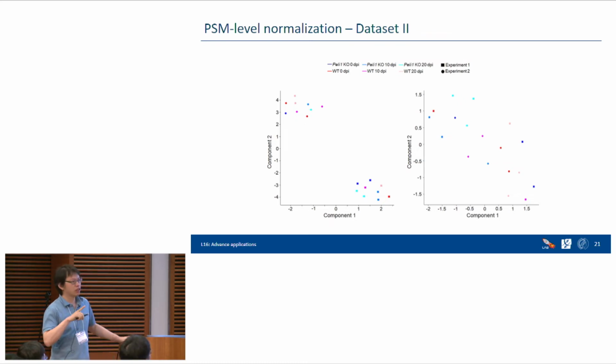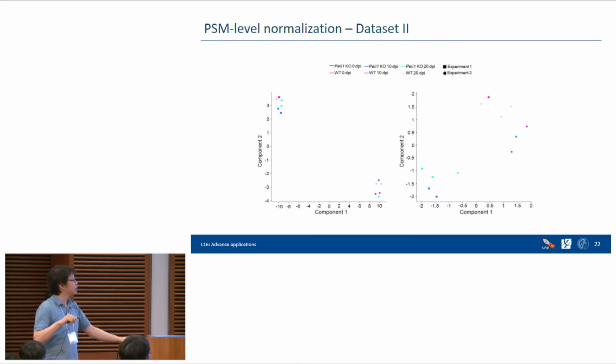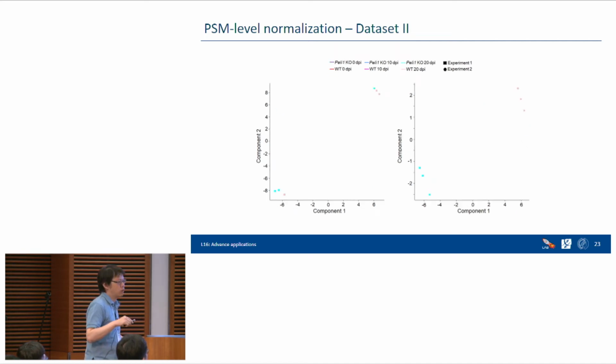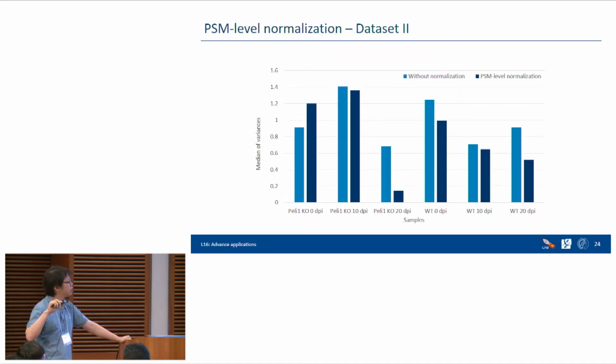And if we just look at one experiment, you can see the data was grouped by the biological replica. After normalization, they are grouped by sample. This second experiment is the same. And we also check the variance. After using TMT normalization, the variance decreased from 50% to 8%.